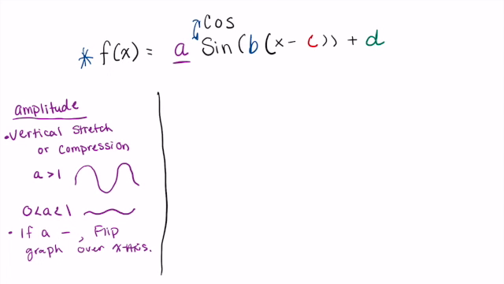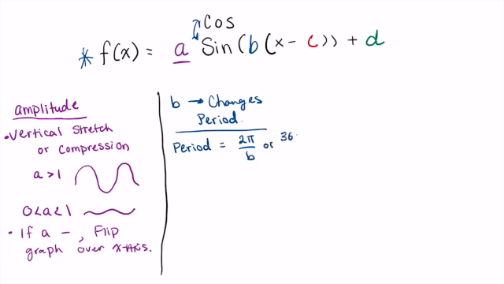Now, our next transformation is going to be B. This can get a little confusing to people. B represents a value that is changing the period. So what I'm going to say here is that B changes the period. The value of B is not the period. Period is found by taking 2 pi over B or 360 over B, depending upon if you're in radians or degrees. That's how we find the period. I take 2 pi or I take 360 and I put it over my B value.